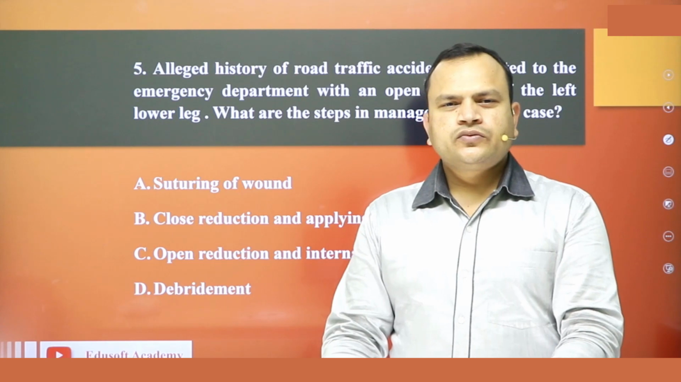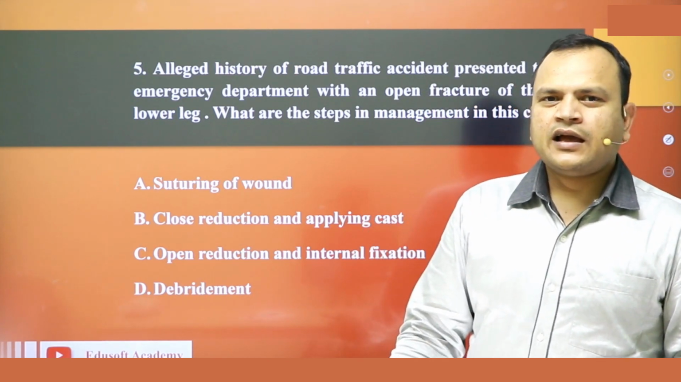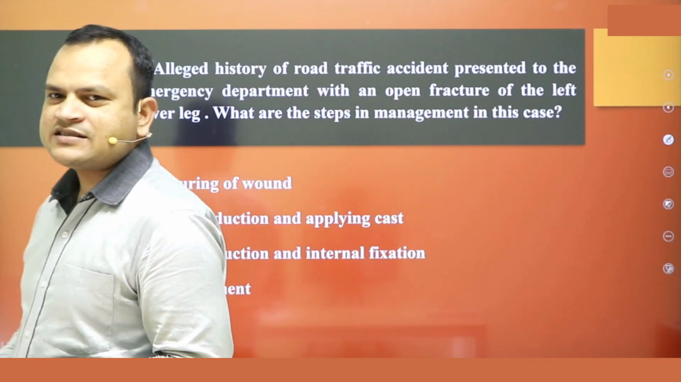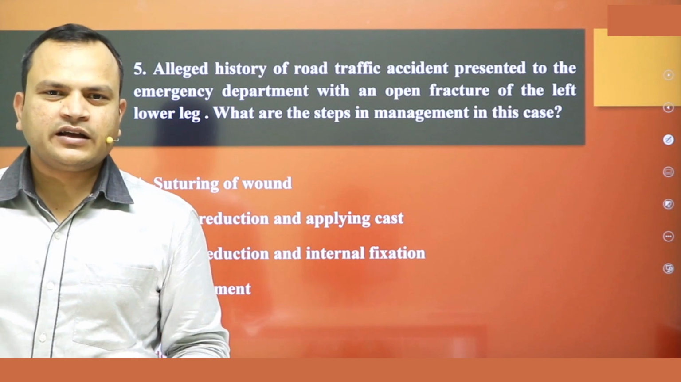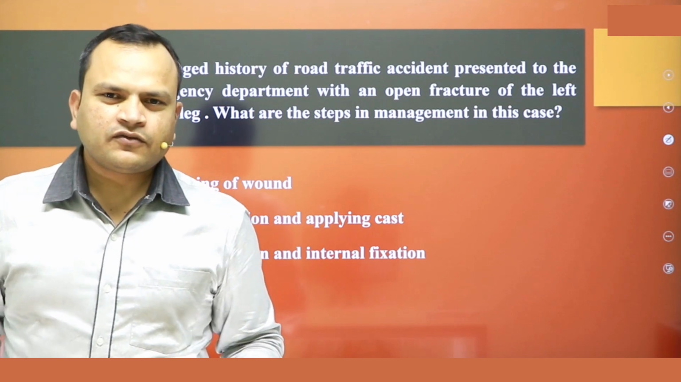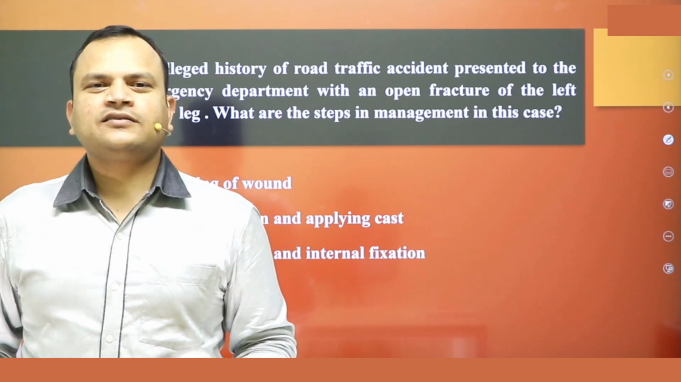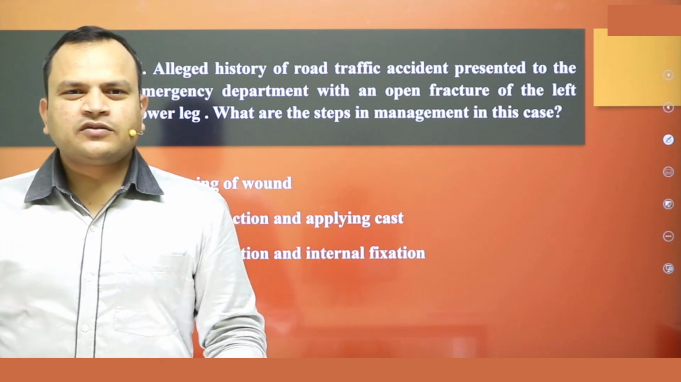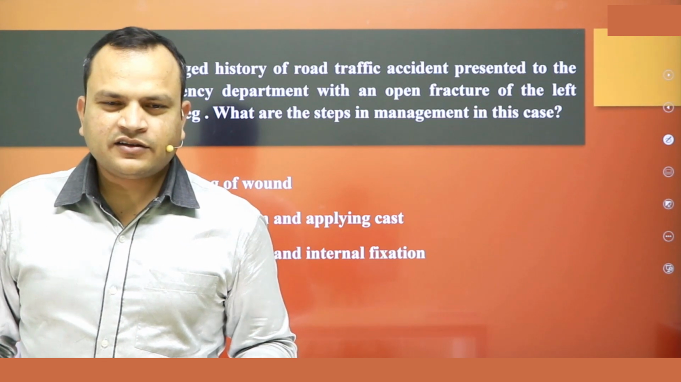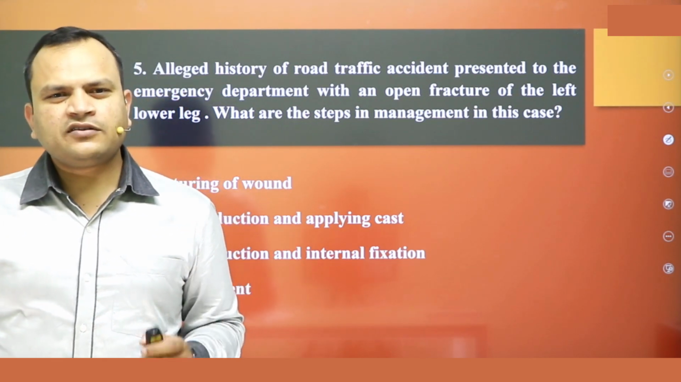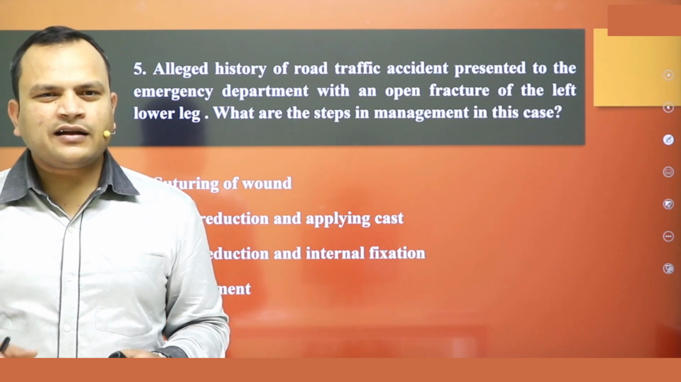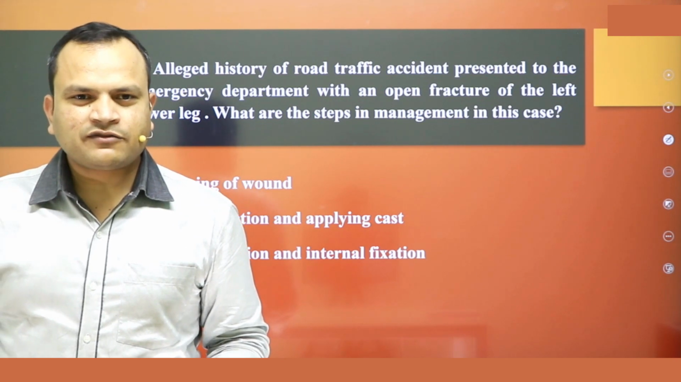So, coming to the next question, the fifth question: alleged history of road traffic accident, presented to the emergency department with an open fracture of the left lower leg. What are the steps in the management of this case? In any case of road traffic accident or any accident that has an open fracture, there are very high chances that it is going to be contaminated. So, the first step is always to remove the contamination as early as possible and not let the microorganisms flare up.